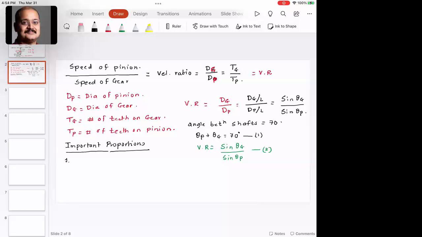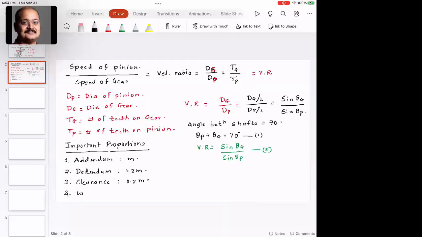So first is addendum, which is one module. Second is dedendum, which is 1.2 modules. Third one is clearance, which is 0.2 times module.